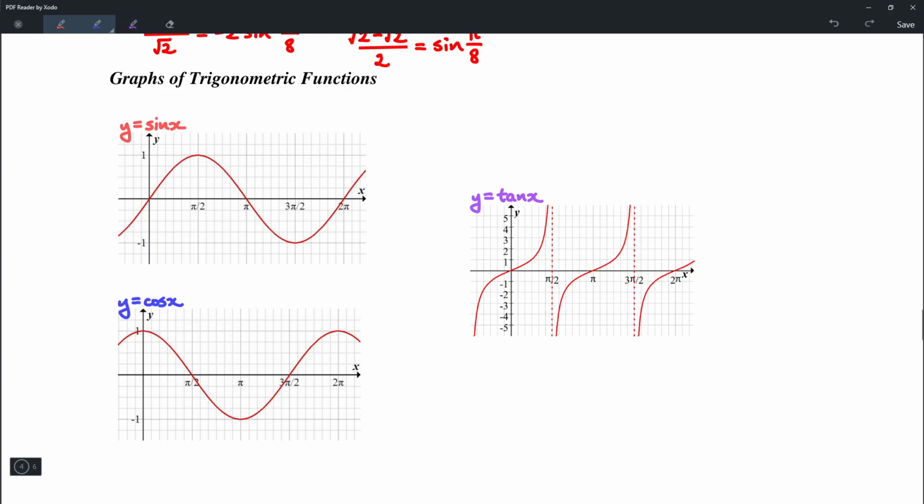Okay. So just really quickly, the domain and range of each one of these. The domain for both the sine graph and the cosine graph will be x is an element of the real numbers. Very familiar. Now the range for both the first two functions will be from -1 to 1, inclusive.